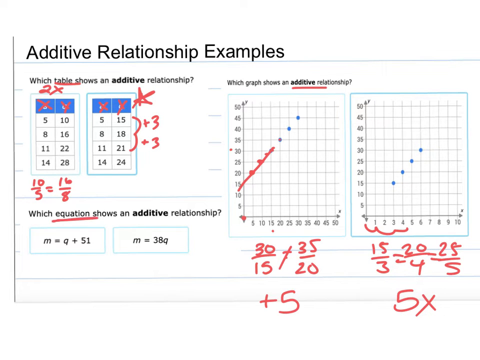And then in an equation, it's much simpler to see. For additive, we can see that we are adding to our input to get to our output.